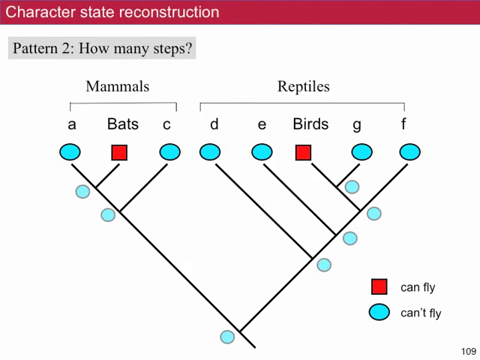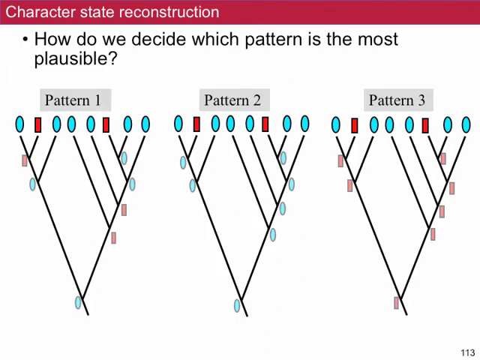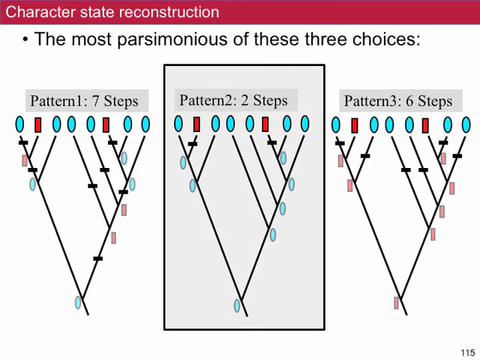So we go to pattern 2. How many steps are required? Just 2. Pattern 3, how many steps are required? 6. So which one wins here with the principle of parsimony? Pattern 2. Given these 3 scenarios, pattern 2 is the simpler in the sense of number of character state changes required. And if all else is equal, we're going to pick that one when we do this character state reconstruction.